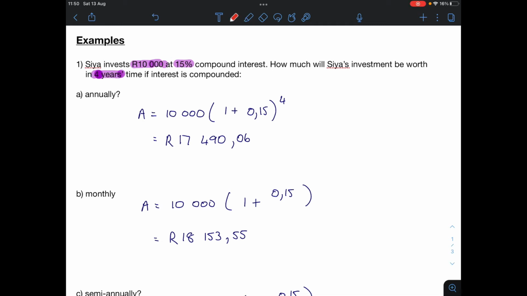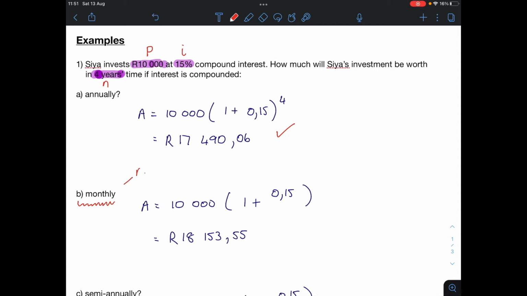Okay, so what we're essentially looking at, if he invests that, that's going to be his P. Compound interest, this is going to be his I. And in 4 years' time, this is going to be his N. So if we stick it into our compound formula, we work it out in the calculator, we get 17,490 Rand and 6 cents. But now, what if he invests it and it is compounded monthly?